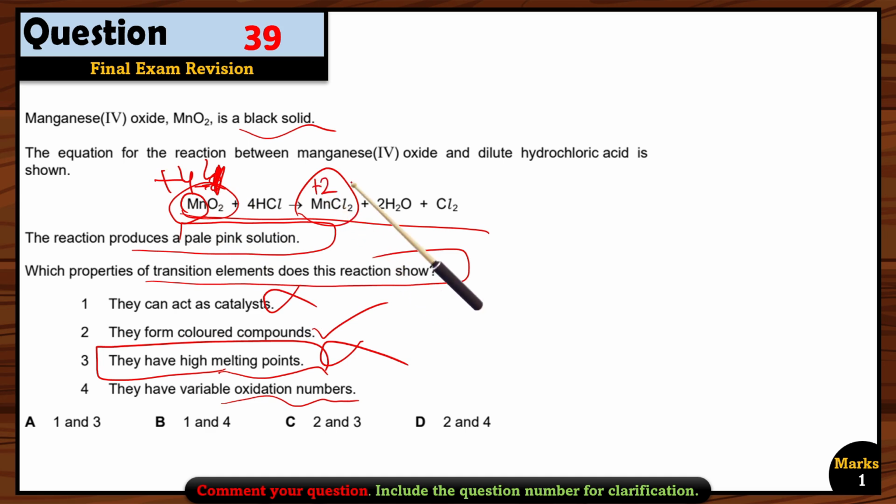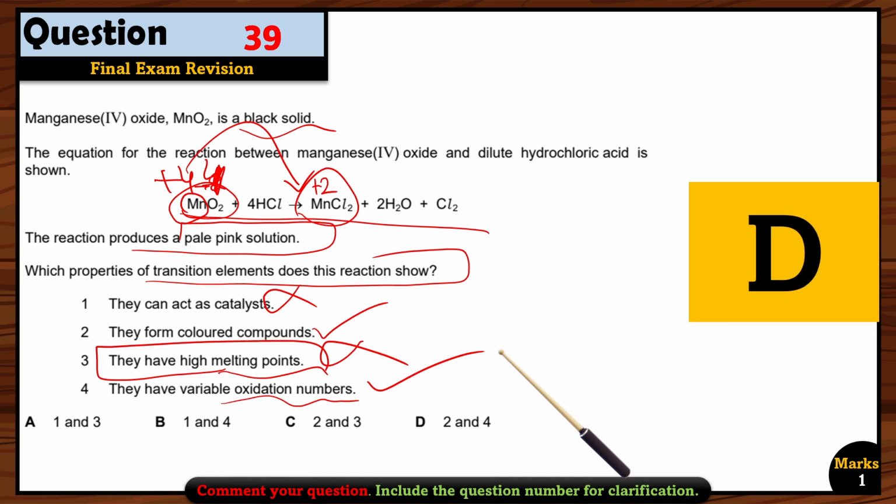Here, it is now +2 with the chlorine. So it means now the oxidation state has changed. It has a variable oxidation state. So this option is right. That is 2 and 4. So when the 2 and 4 statement is right, it means option D is the correct option.